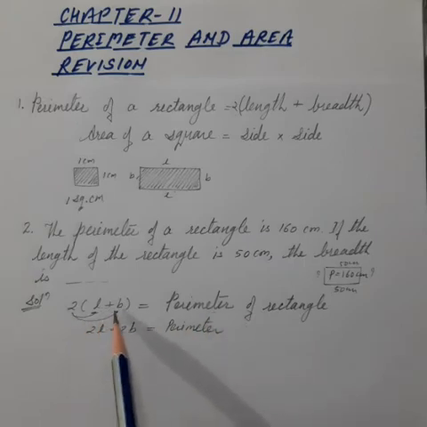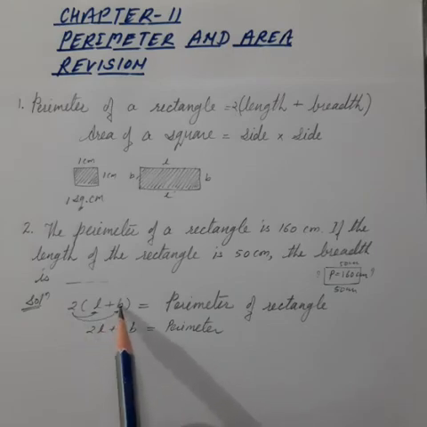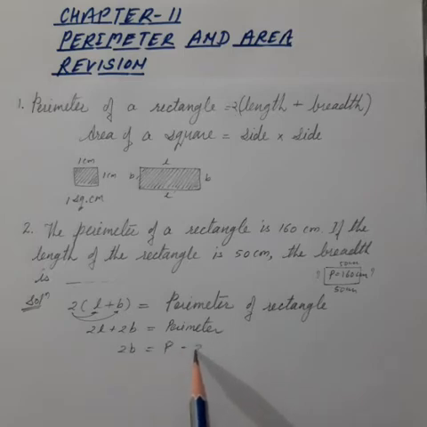Use the distributivity property. Multiply each term in the bracket by 2. 2 into L is 2L plus 2 into B is 2B, 2 times breadth. We have to find out the breadth. So, take this 2L on other side. 2 times B equal to perimeter minus 2 times length. 2 times B we have to find out, it is unknown. So, keep on one side.